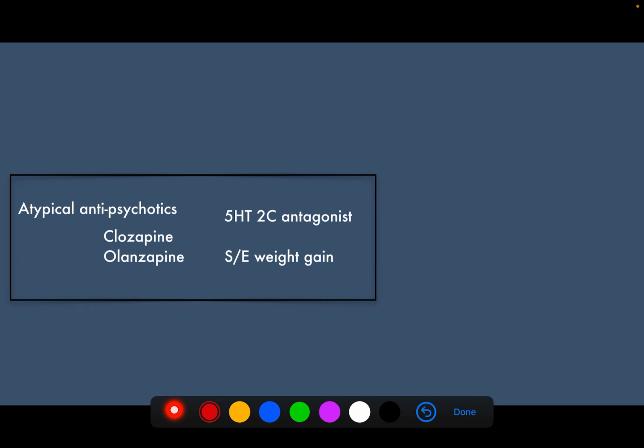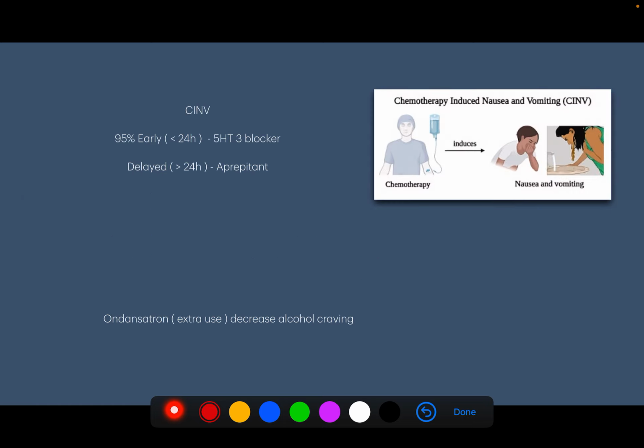This we already studied, that atypical antipsychotics like clozapine and olanzapine, which we give for schizophrenia and all, are going to block what? They're going to block 2C, right? And their side effect is weight gain, right? Now, this chemotherapy induced nausea vomiting is of two types. Either it can be within the first 24 hours. Let's say you gave chemotherapy and within 24 hours you have nausea vomiting, that is chemotherapy induced nausea vomiting most of the time. So we simply give the 5-HT3 blockers.